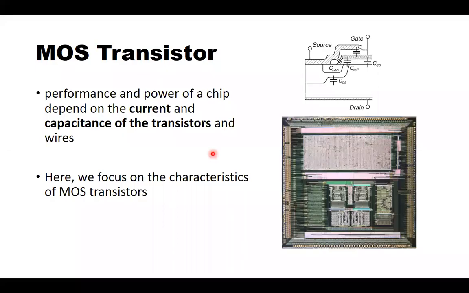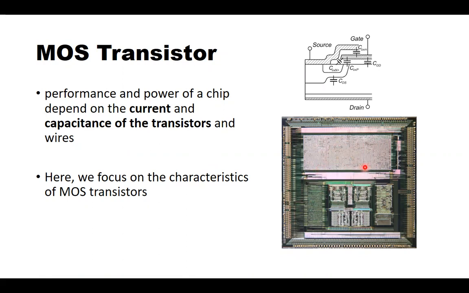Hi, so we continue our discussion of MOS transistor. So remember the performance and the power of any VLSI chip. You see on the right here is a chip. It could be a chip of a microprocessor or a memory, and there are millions of transistors. So the performance and the power of this chip depends on two things.